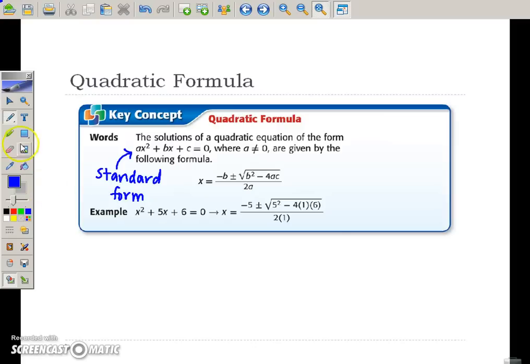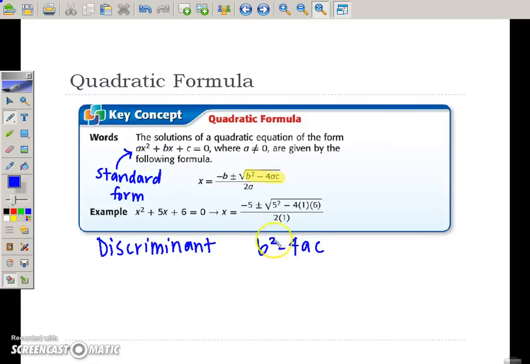A specific part of the quadratic formula is the part underneath the radical. That's called the discriminant. The discriminant can tell us how many solutions our quadratic has without actually having to plug everything in. This discriminant is just b squared minus 4ac.